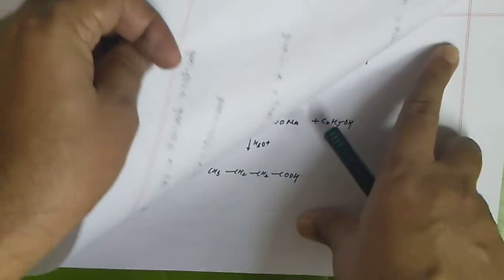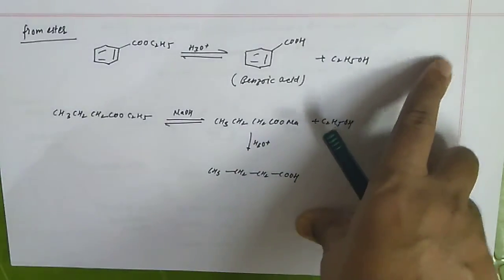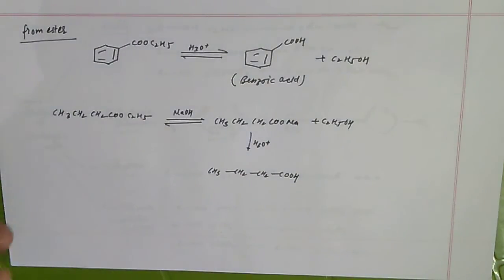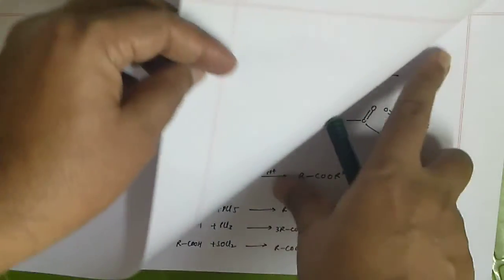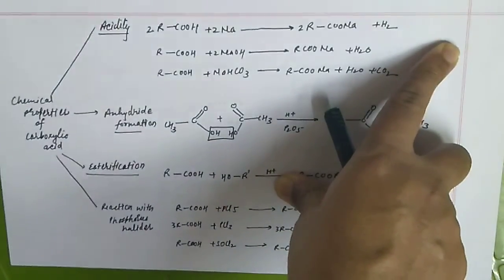Now the next method is the preparation from the ester. Hydrolysis will give the alcohol and carboxylic acid. This is the reverse reaction of the esterification reaction. And next, any ester, if you are heating with the base, also gives the carboxylic acid. Now let us move to the chemical properties.